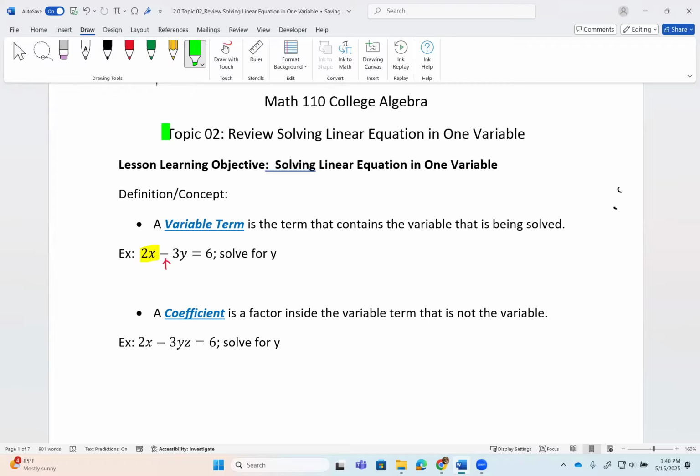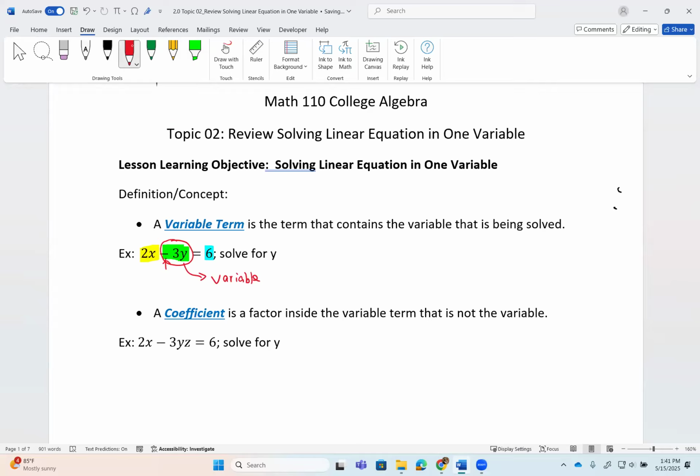From topic 1, we talked about how the plus and minus sign outside the parenthesis go with the term that follows. So my second term is negative 3y. On the other side of the equal sign, I got a positive 6. Out of the three terms, the term that contains the variable that is being solved is my variable term. So here, it is negative 3y, because this term has a variable y. So this has to be the variable term. Okay, so that's what it means.